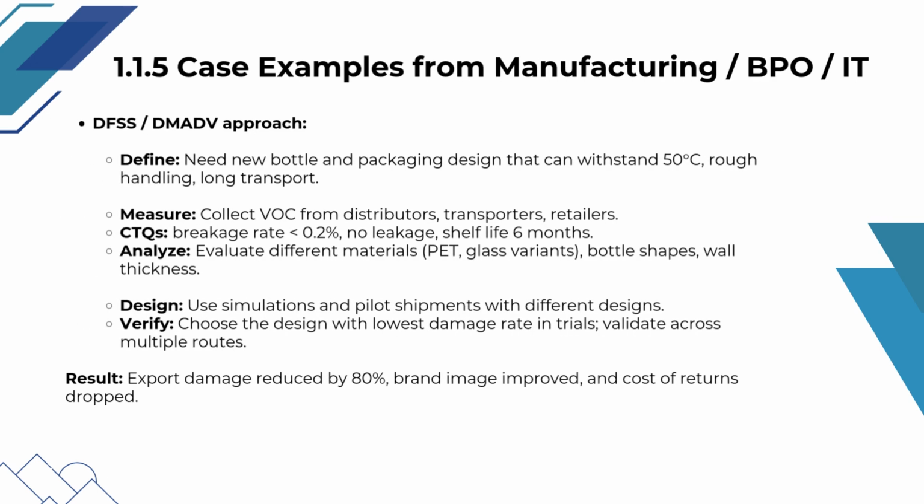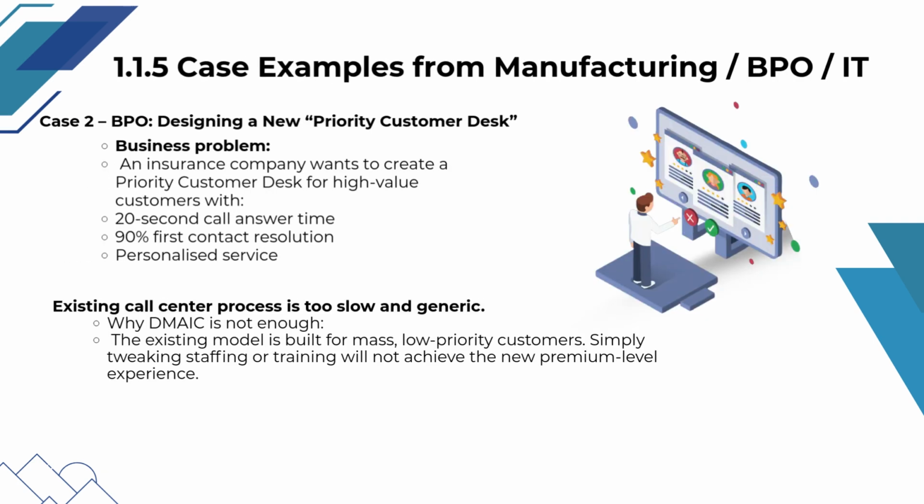In this case, DFSS and DMADV are applied by defining the need for a new bottle and packaging design that can withstand high temperatures and rough transport, measuring VOC from supply chain partners and translating it into CTQs like very low breakage and leakage, analyzing alternative materials and design options, designing and testing solutions through simulations and pilot shipments, and finally verifying the best design across routes, resulting in a major reduction in export damage, improved brand image, and lower return costs.